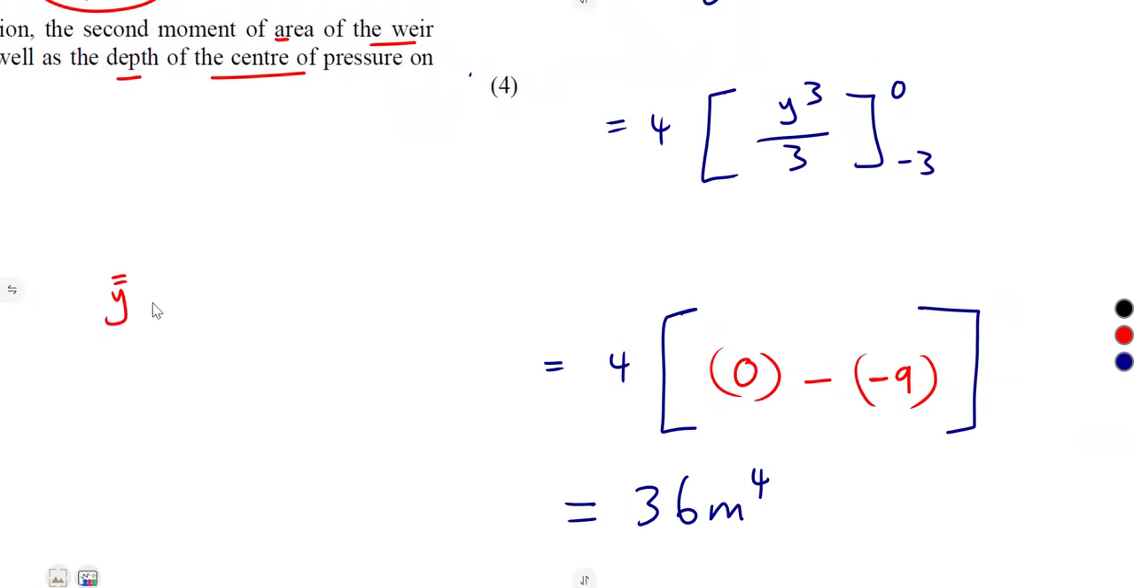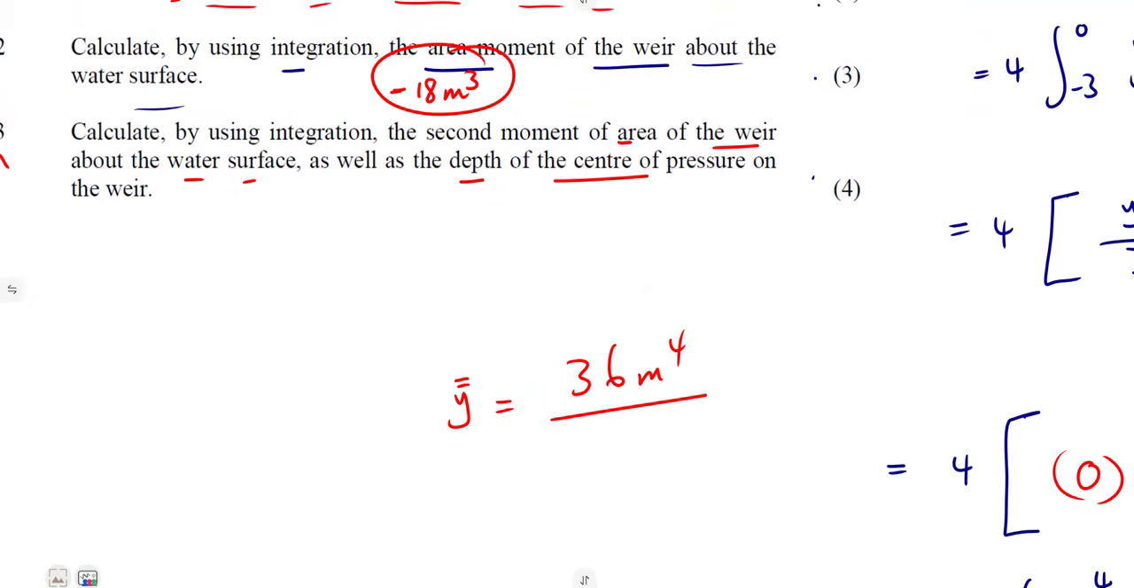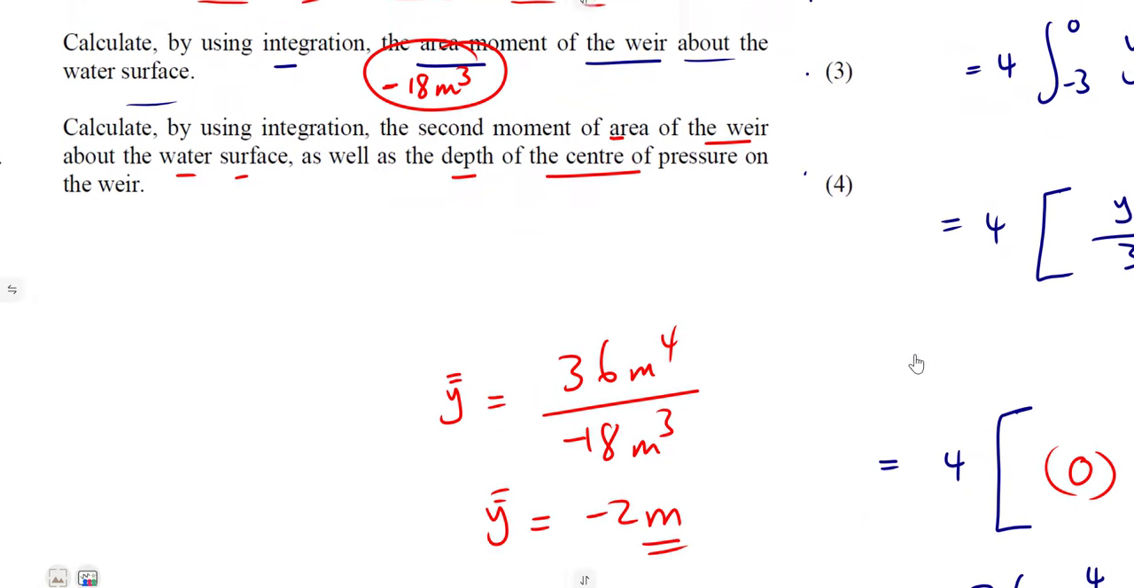So therefore, our depth of center of pressure from the second moment, 36, over the first moment, which we calculated as -18. So that is it, guys. That was going to give us -2 meters. As you can see, we have got our final answer.